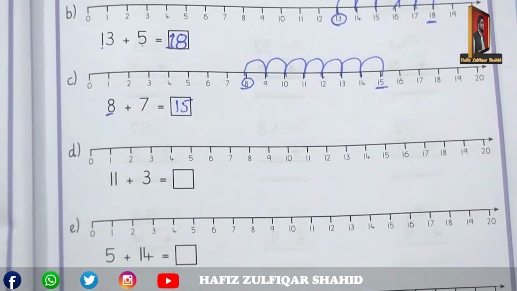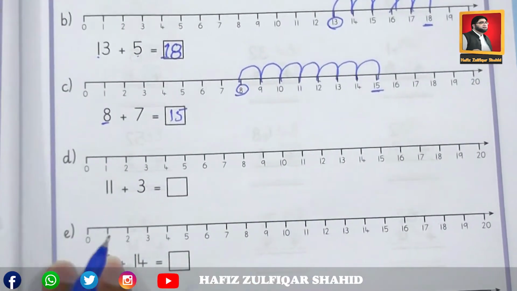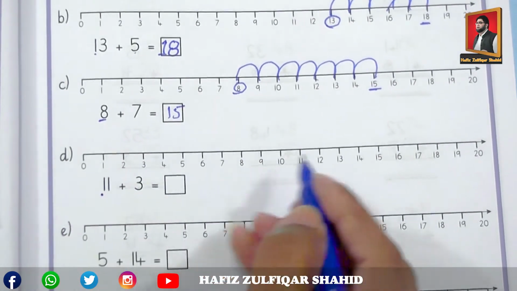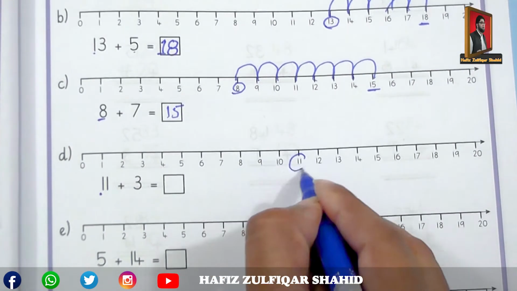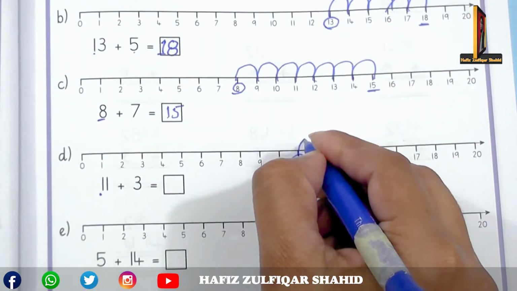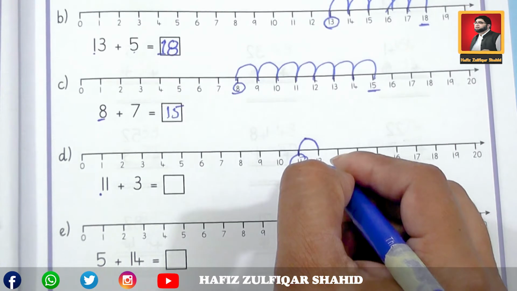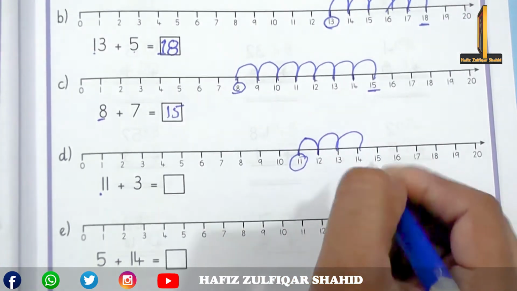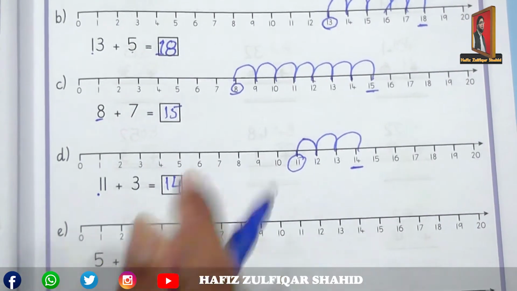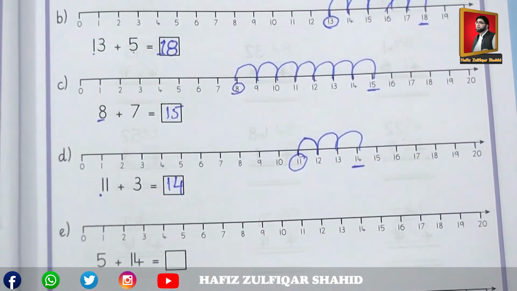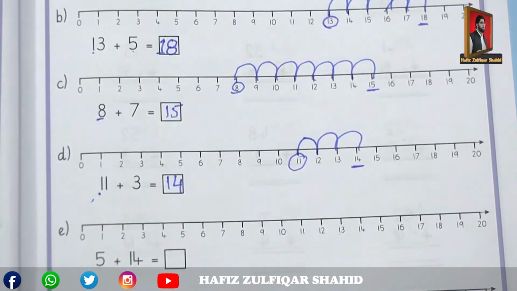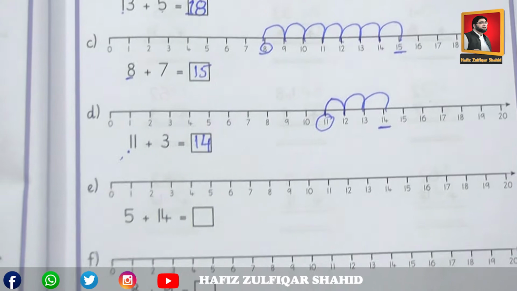Next, see the number line of D. Here we have first number is 11. Find where is 11. Here we have 11. Circle 11. Next, step out 3 more steps next to 11. 1, 2, 3. We reach on 14. Answer is 14. This shows when we add 3 in 11, collectively we have number 14.